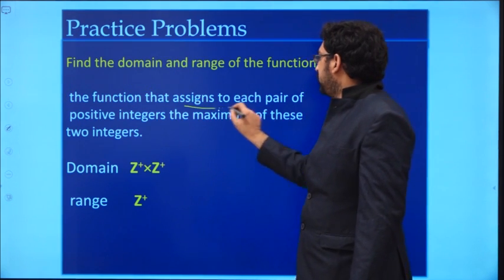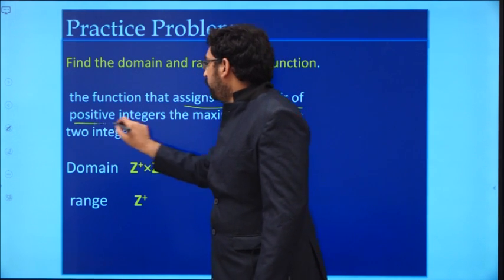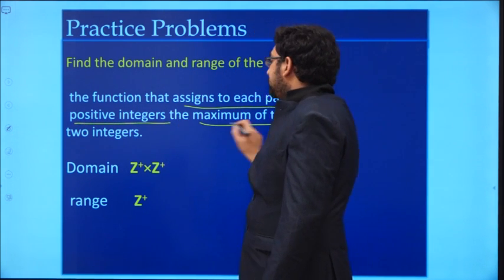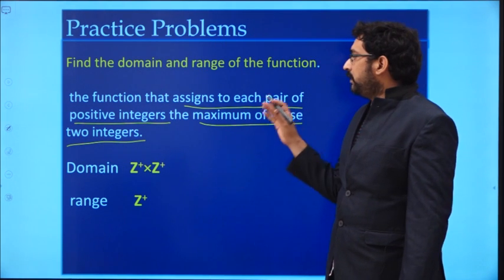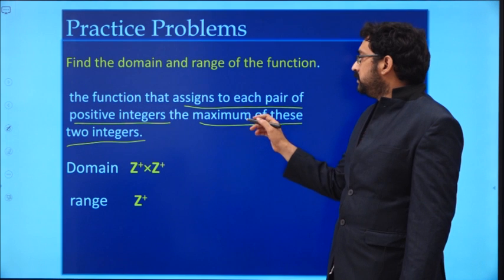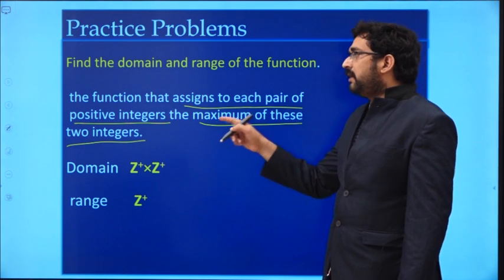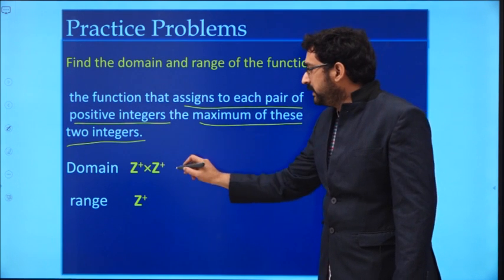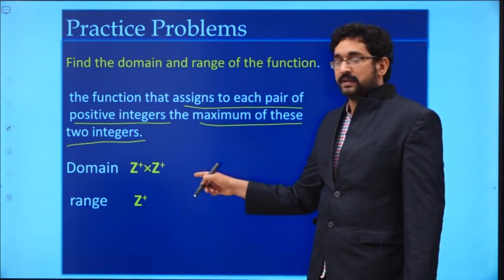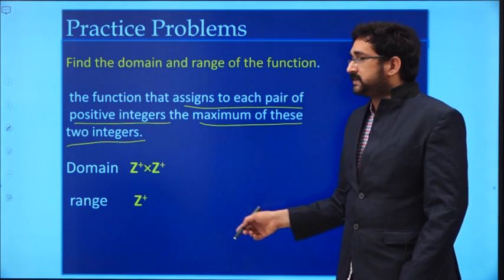Here the function assigns to each pair of positive integers the maximum of the 2 integers. So what is the problem? We have to find the domain and range. So what is the domain here? A pair of positive integers. That's why the domain will be Z plus cross Z plus. What is the range? Z plus.